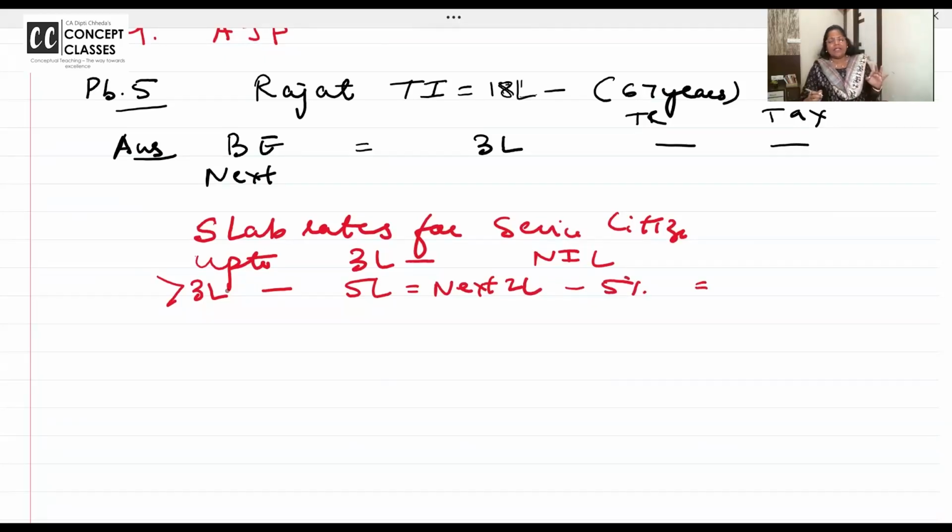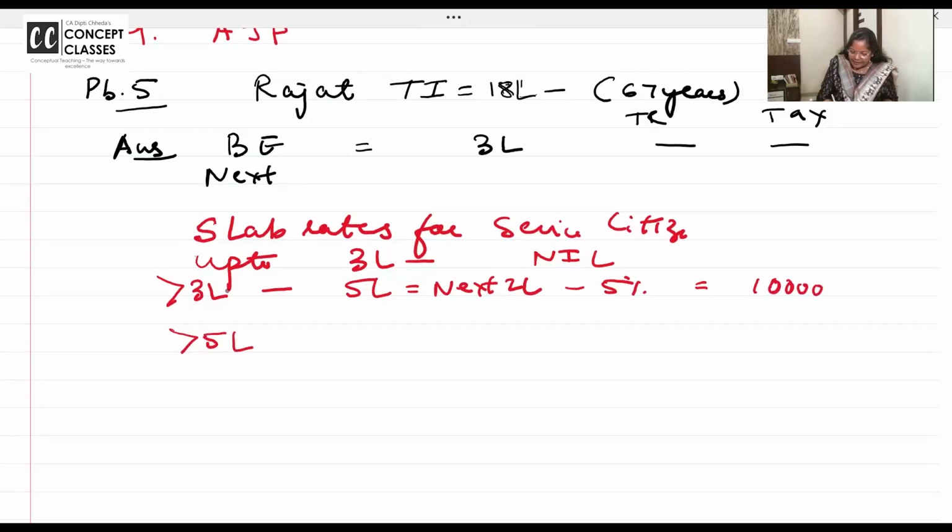Are you all with me? Please don't copy if you are not following. Unmute and ask what doubt you have. Up to 3 lakh nil, 3 lakh to 5 lakh. In yesterday's class it was 2,50,000 to 5 lakh, today 3 lakh to 5 lakh. So on the next 2 lakh it is how much? 5%. 5% of 2 lakh will be how much? 10,000. Sometimes we can do it orally.